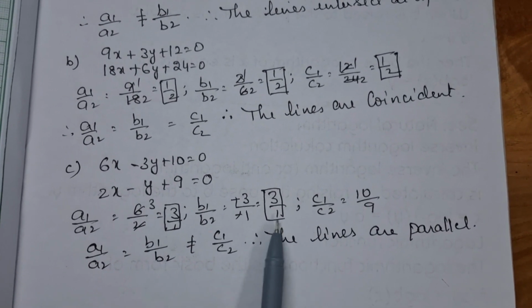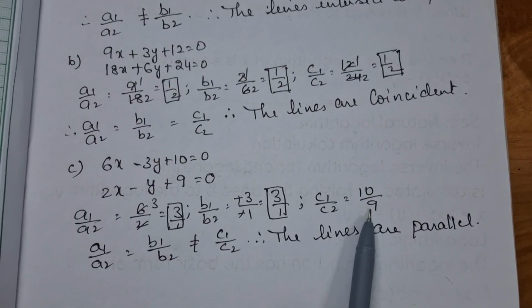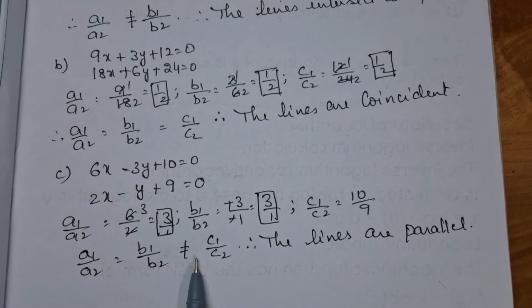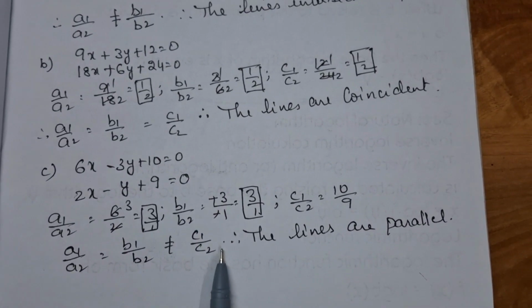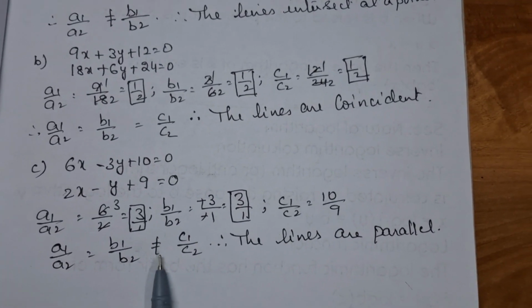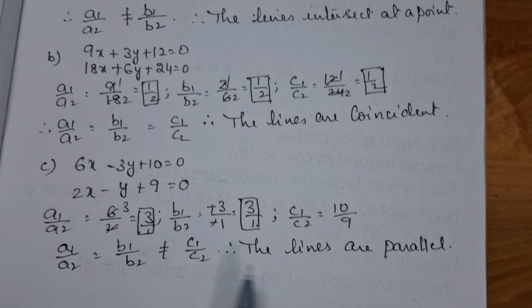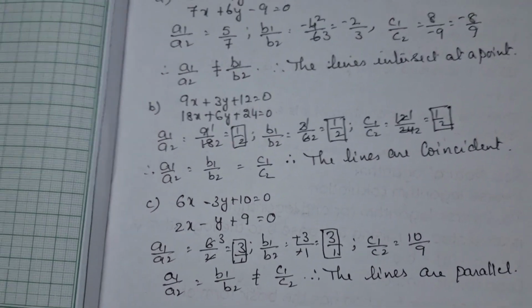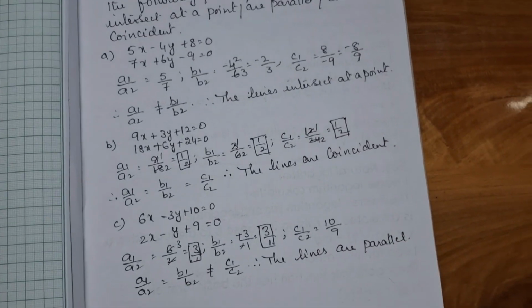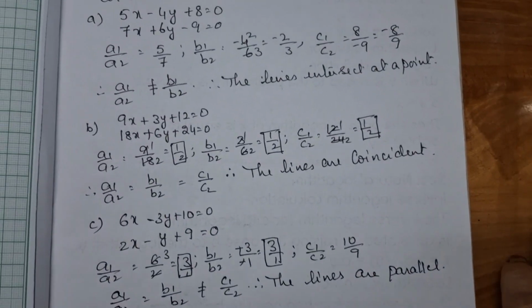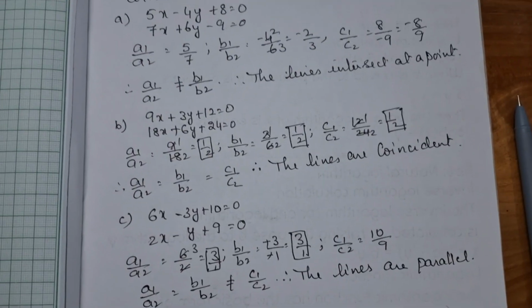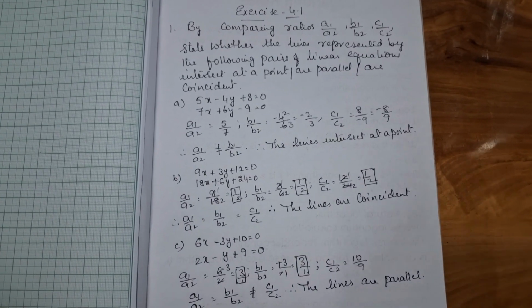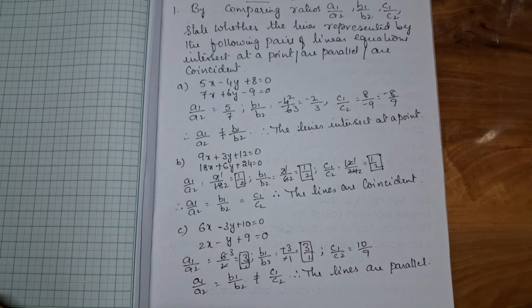So a1 by a2 and b1 by b2 are equal, but c1 by c2 is not equal. So a1 by a2 is equal to b1 by b2 is not equal to c1 by c2. That means if this occurs, there are no solutions. So the lines are parallel. I hope I am clear, children. So these are the solutions of the first problem. Please note them down.